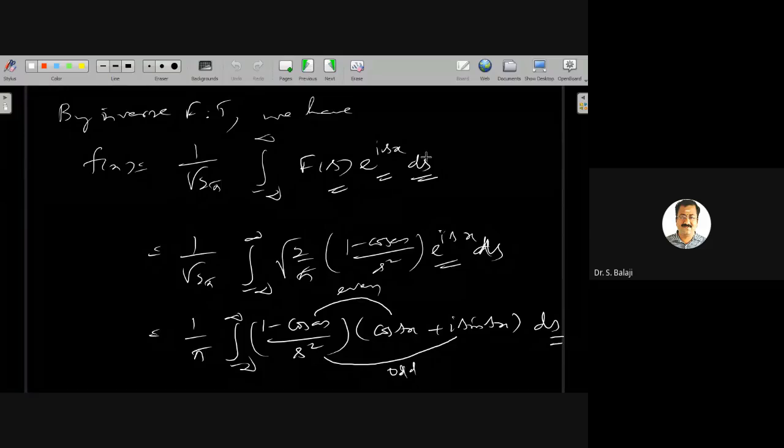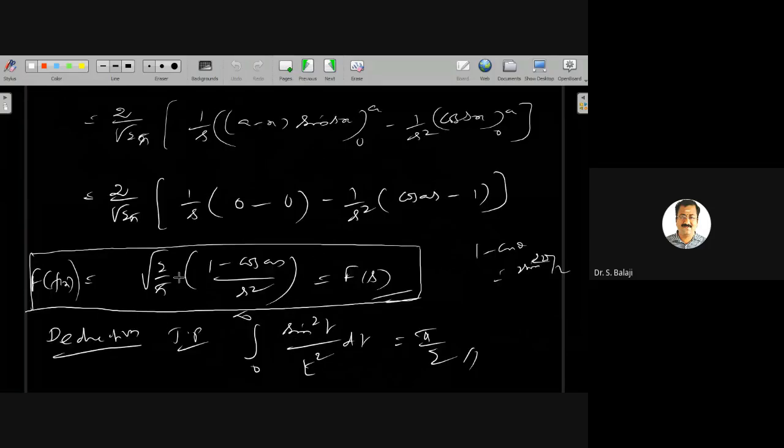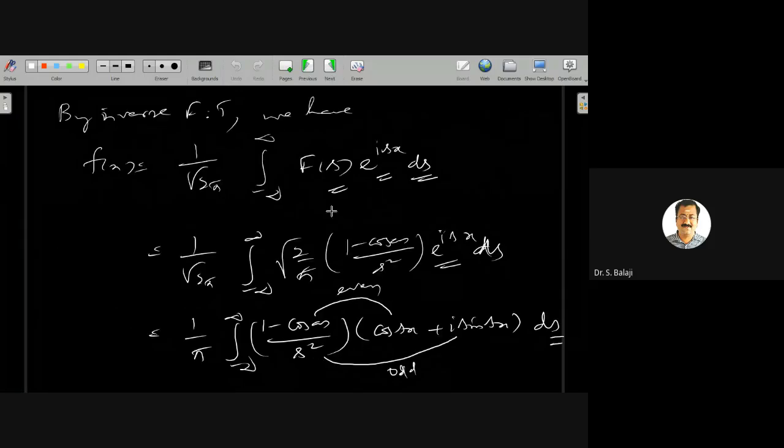So f of x equals 1 by root of 2 pi, integral from minus infinity to infinity, applying the obtained result f of s here: root of 2 by pi times (1 minus cos as) by s square, into e power isx ds. Then the root of 2 pi and the root of 2 by pi multiply, the roots cancel, and you get 1 by pi, integral of (1 minus cos as) by s square.